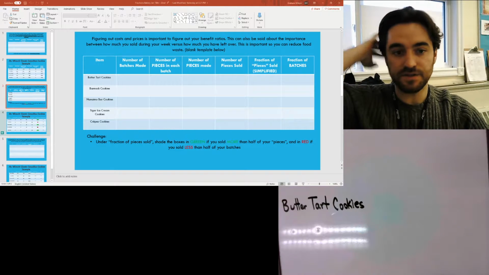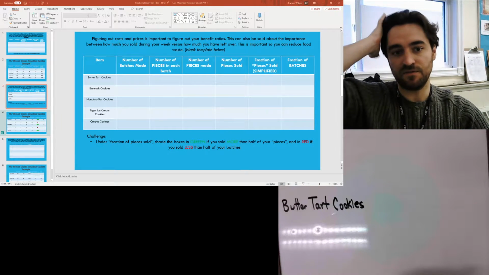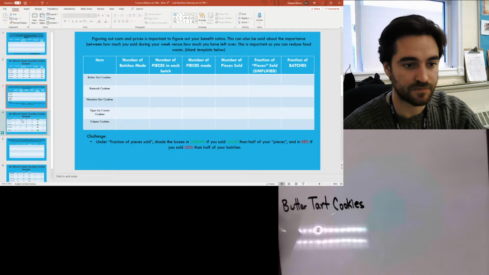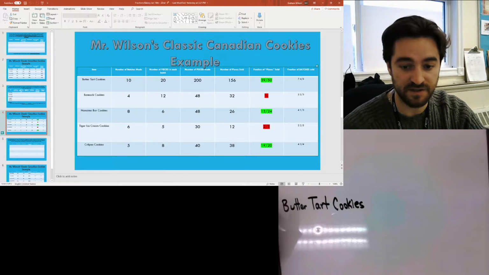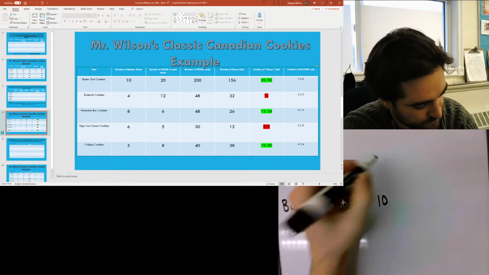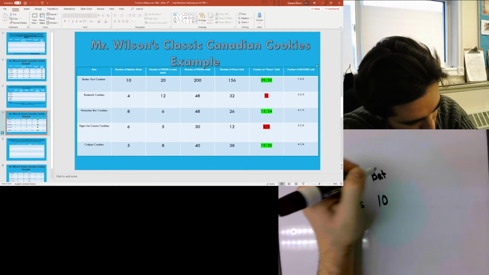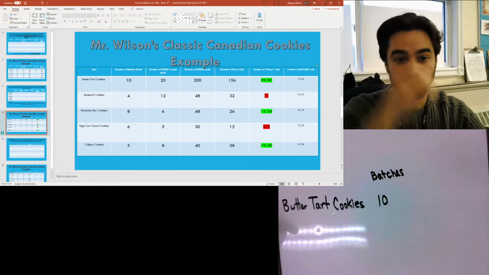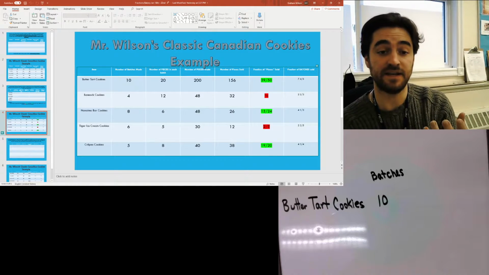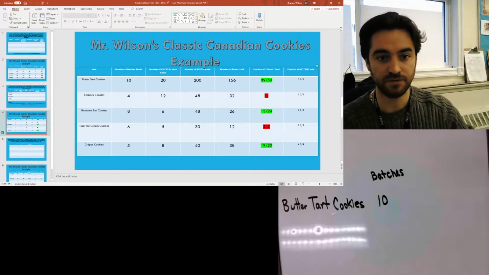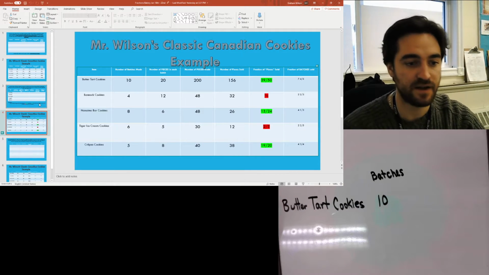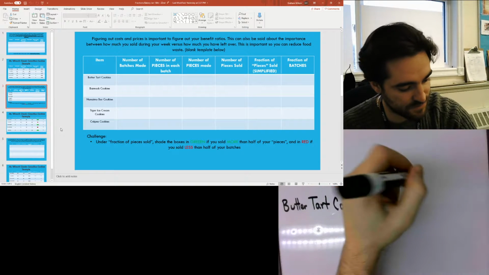Right. So the first thing is to indicate the amount of batches that we're going to make. So in my example, I said that for my butter tart cookies, I'm going to make 10 batches. So 10 batches. Okay. Prochaine chose est d'identifier combien de pièces il va être pour chaque batch. So, j'ai dit pour ma batch, il va être 20 pièces. So 20 pieces.